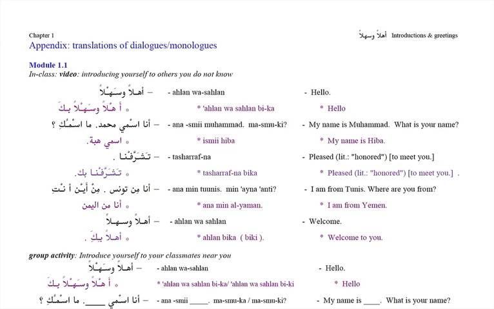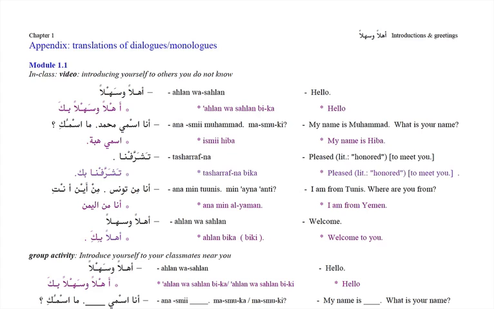Ahlan wa sahlan. Response, Ahlan bika. So when you say hello to someone, you can say ahlan wa sahlan. During the conversation, as you're getting introduced to each other, you can also repeat ahlan wa sahlan, hello, hello, etc. In class, the instructor will ask you these questions, and then you simply respond. Note that oftentimes you will simply be echoing what the instructor has told you. So the instructor will say, Ana ismi Muhammad, masmuki, what is your name? And then you simply say, Ana ismi, and then put your own name right after that.